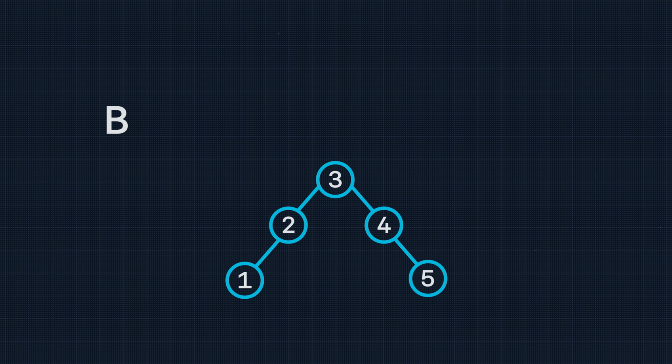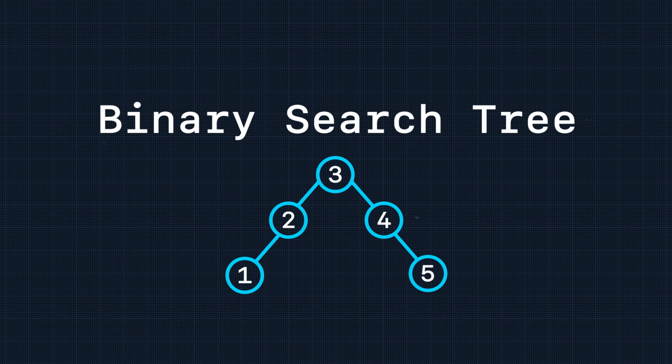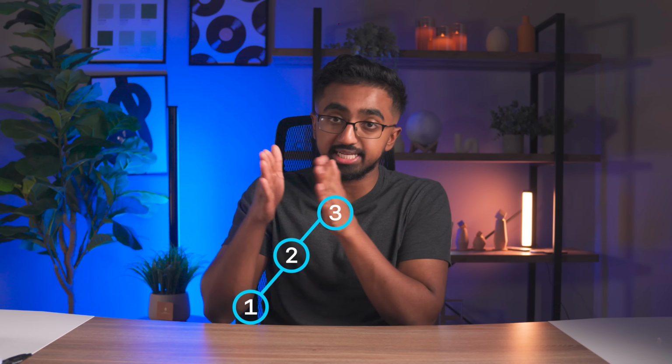The next data structure we're going to talk about is the binary search tree. So it's a tree. It looks similar to a family tree, but the key difference is each node follows a specific ordering rule. The left child has to contain values smaller than the parent, and the right child has to contain values greater than the parent. This makes searching, insertion, and deletion extremely efficient.